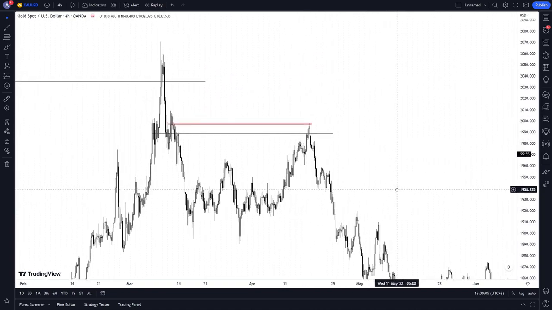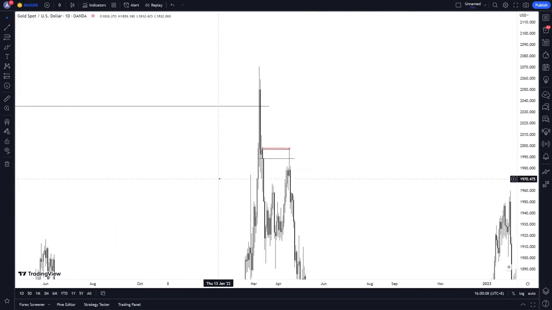The zone is going to continue holding. Okay? And so I took one of the trades over here.